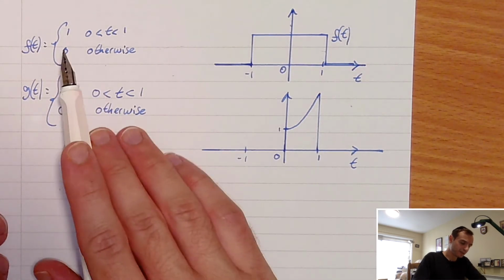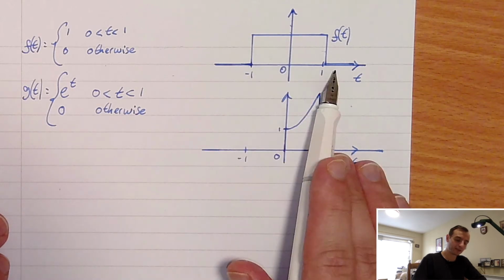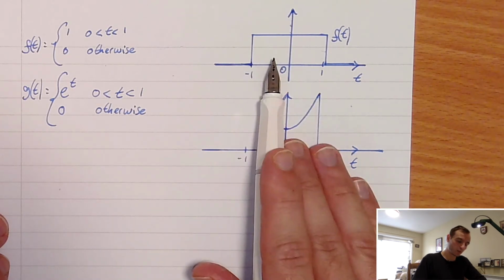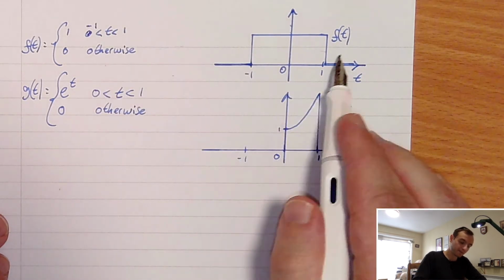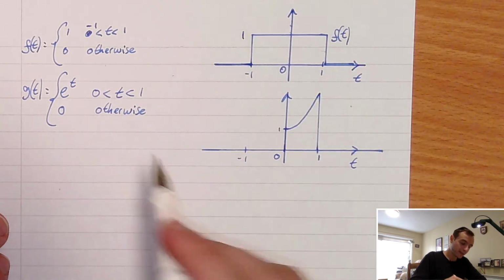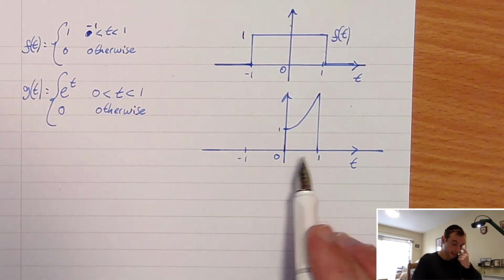Let's have a go. So we've got a function here, which is f of t is 1 between 0 and 1 and 0 otherwise. So that's what we have over here, between -1 and 1. That's wrong, sorry. It should be -1 and 1. It's going to take the value of 1. And g of t is e to the power of t between 0 and 1 and 0 otherwise.